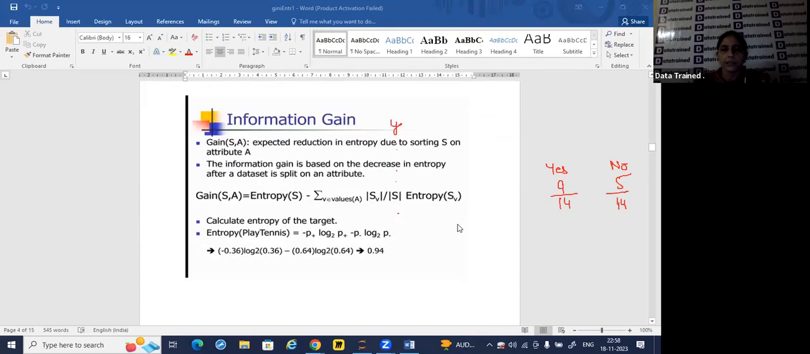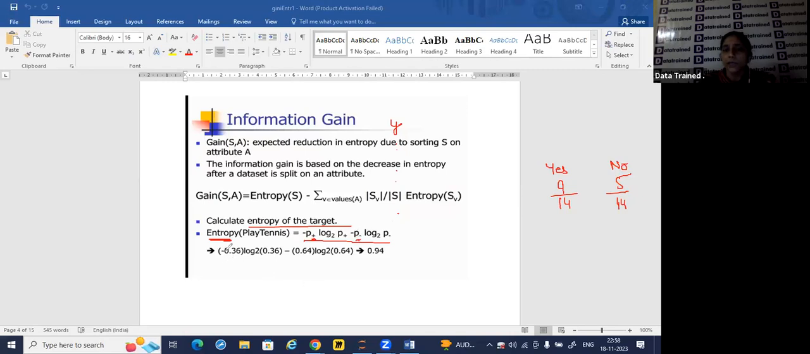Just wait. See here, this one is a basic formula working for entropy. Calculate the entropy of the target. This one is a formula working. So minus P plus means this is a positive, and this one is a negative.